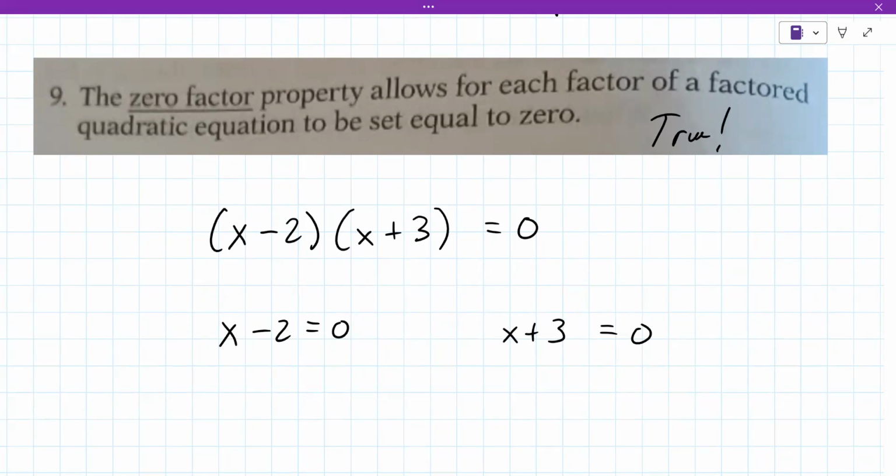Interesting. Okay. Zero factor. X minus 2 equals 0. X plus 2. Yeah. Oh, okay.